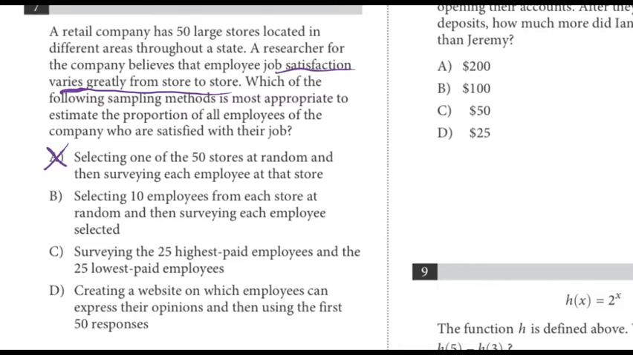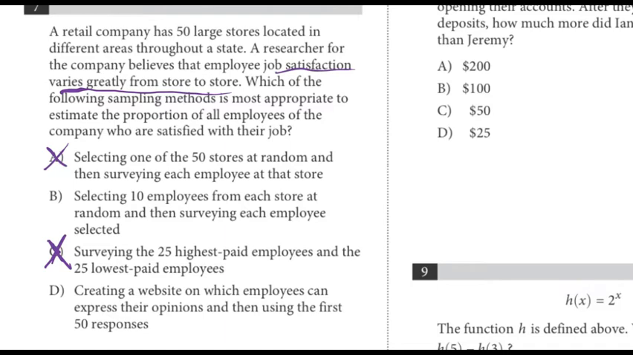Answer choice C says surveying the 25 highest paid employees and the 25 lowest paid employees. Well, that just cuts out all the middle employees, and that's not appropriate. That doesn't represent the population. It only represents part of the population.